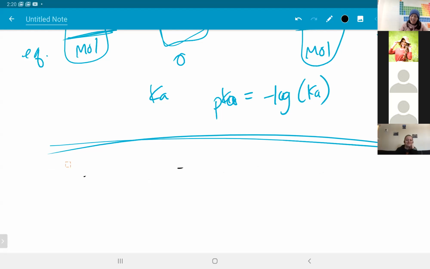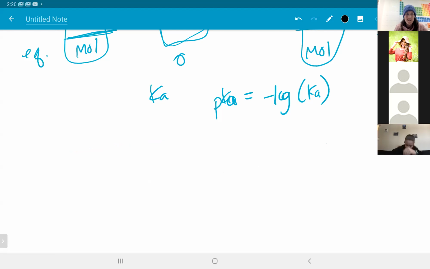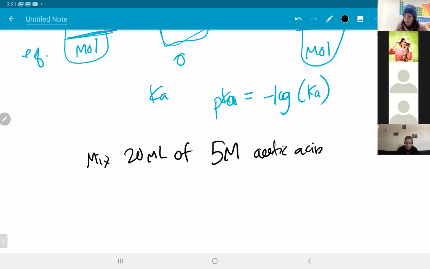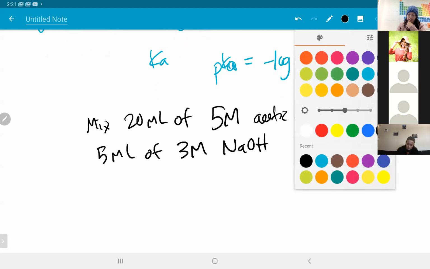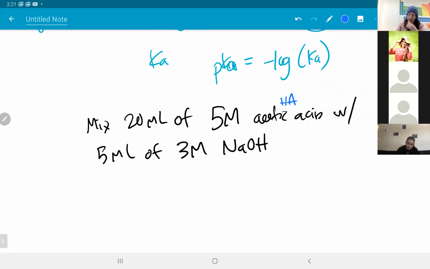Yeah, okay. I'll do a sample question. I'll make up a whole bunch of numbers. Let's say I'm going to mix 20 milliliters of 5 molar acetic acid with 5 milliliters of 3 molar sodium hydroxide. There's a lot of variable numbers here, right? I can change the concentrations, I can change the volumes, but you get what's happening here. So I've got my acetic acid, that's the HA, and I'm mixing it with sodium hydroxide, that's strong base.